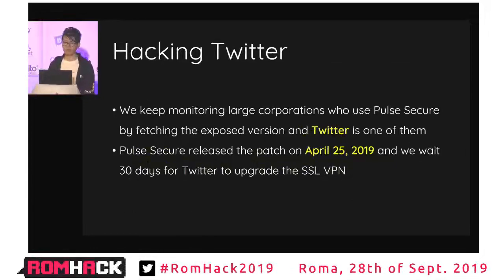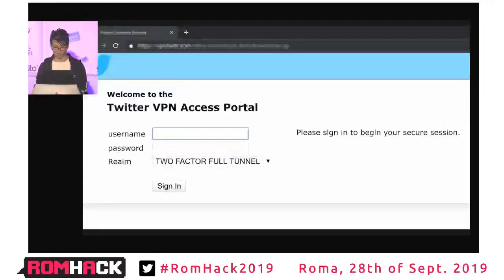After Pulse Secure released all the patches, we kept monitoring the internet to see the large corporations' response time. Twitter is one of them. They are known for their bug bounty program and being nice to hackers. However, it's not good to exploit a one day right after the patch is released. So we wait 30 days for Twitter to upgrade their SSL VPN. This is the Twitter SSL VPN. It's just a simple login page.